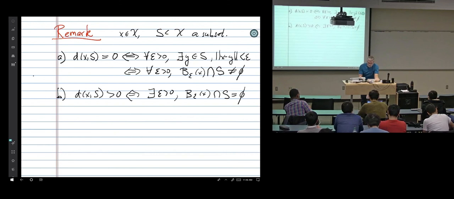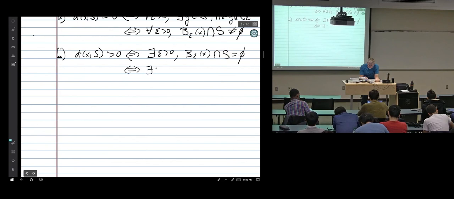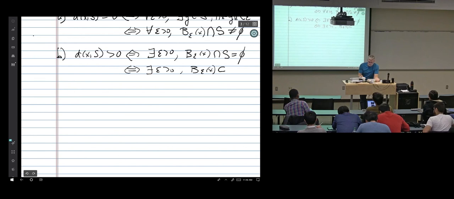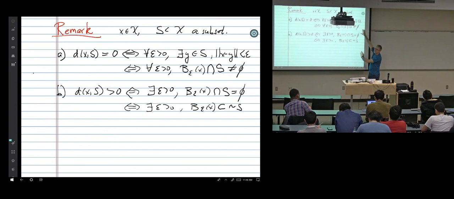Okay, so that's if and only if there exists epsilon greater than zero such that the ball of radius epsilon about x is contained in what? The complement of S. Bravo! These relationships, if you guys have these down for Tuesday when we start, everything becomes super, super easy.